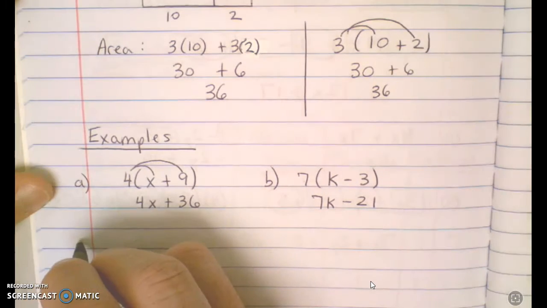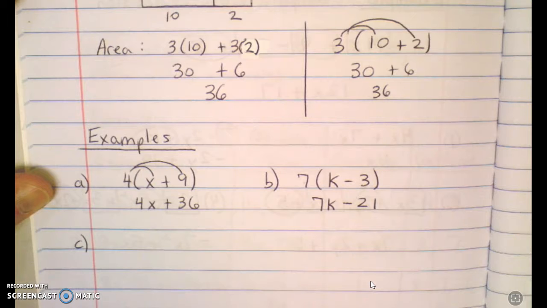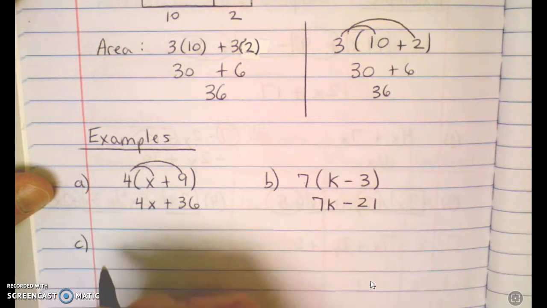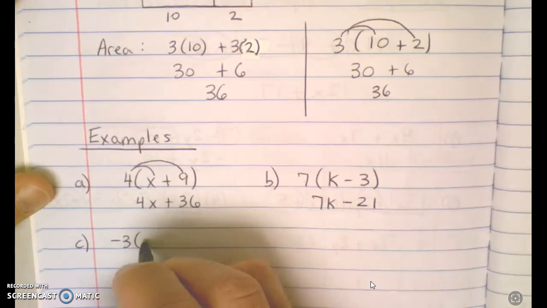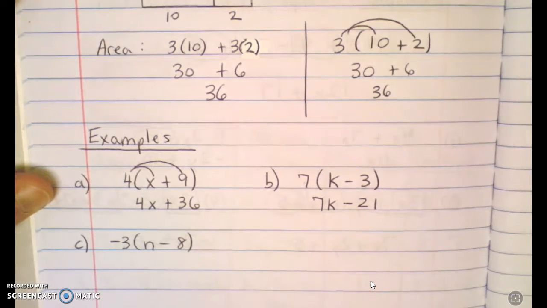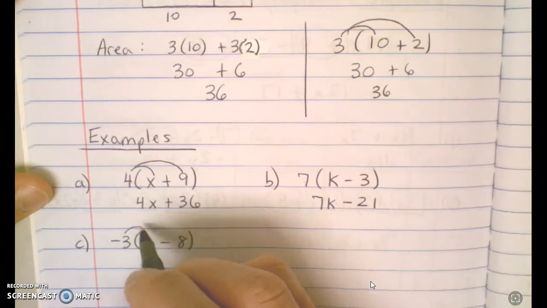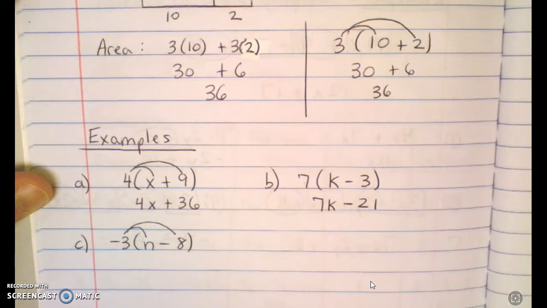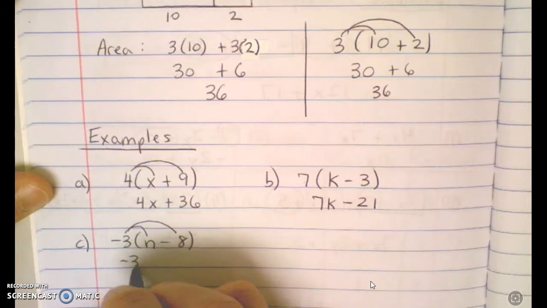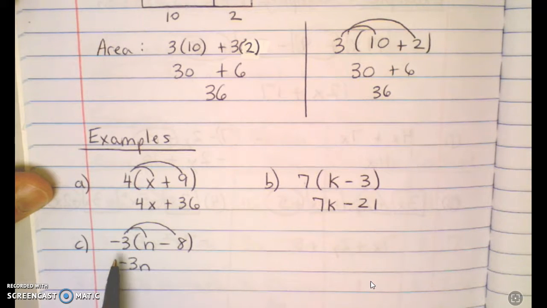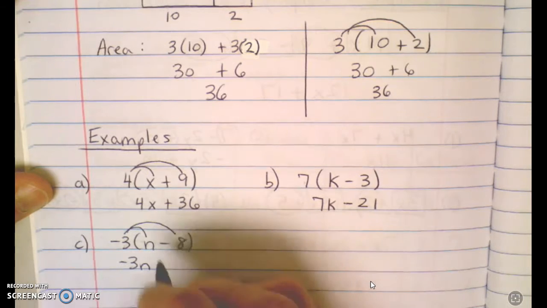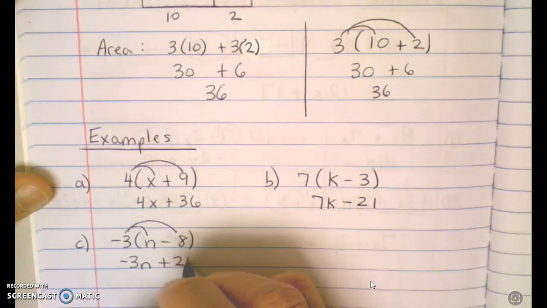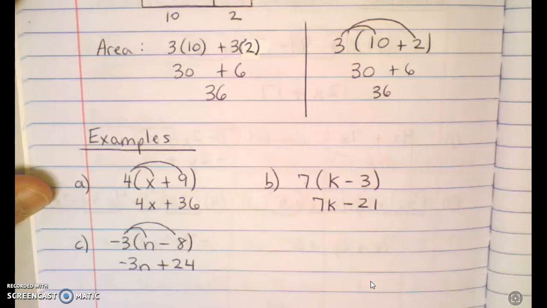Let's try another example. Negative 3 times n minus 8. So this time we're distributing a negative value. To distribute a negative value, you just have to remember your signs. So I have negative 3 times n, so that's negative 3n. Negative 3 times negative 8 is positive 24. That's a common mistake that people will make, forgetting the negative times a negative.